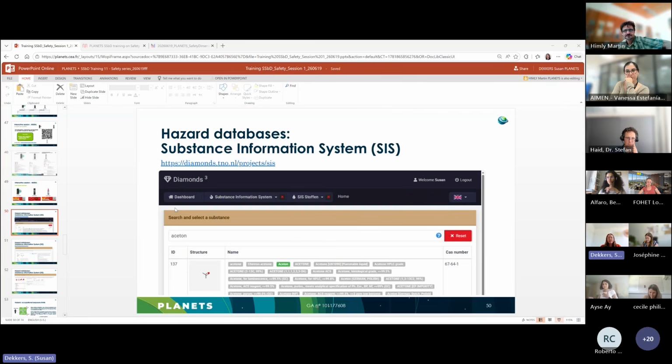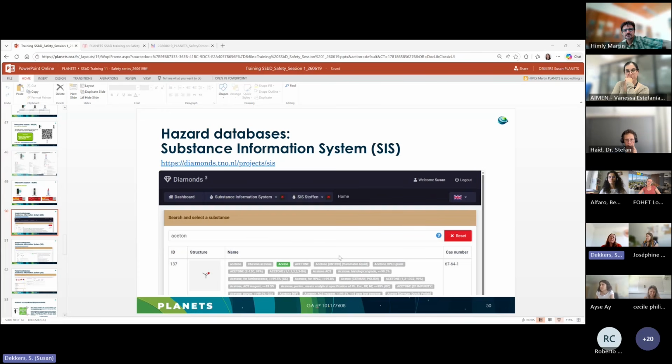So actually, I was going to tell you about databases. Except for the MSDS, the material safety data sheet, you can also look up substances. There it is. For you, it might still take a few seconds.